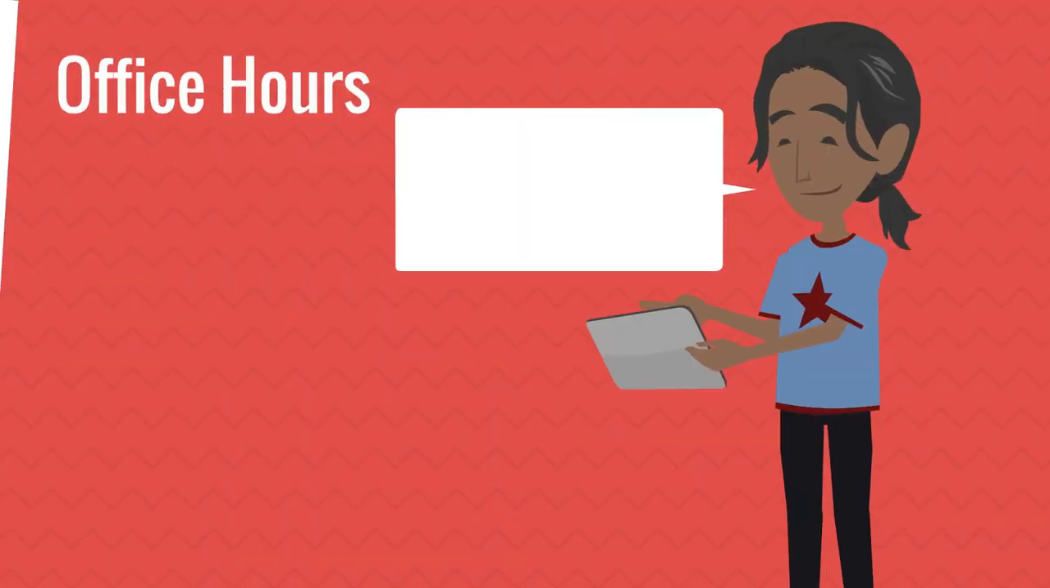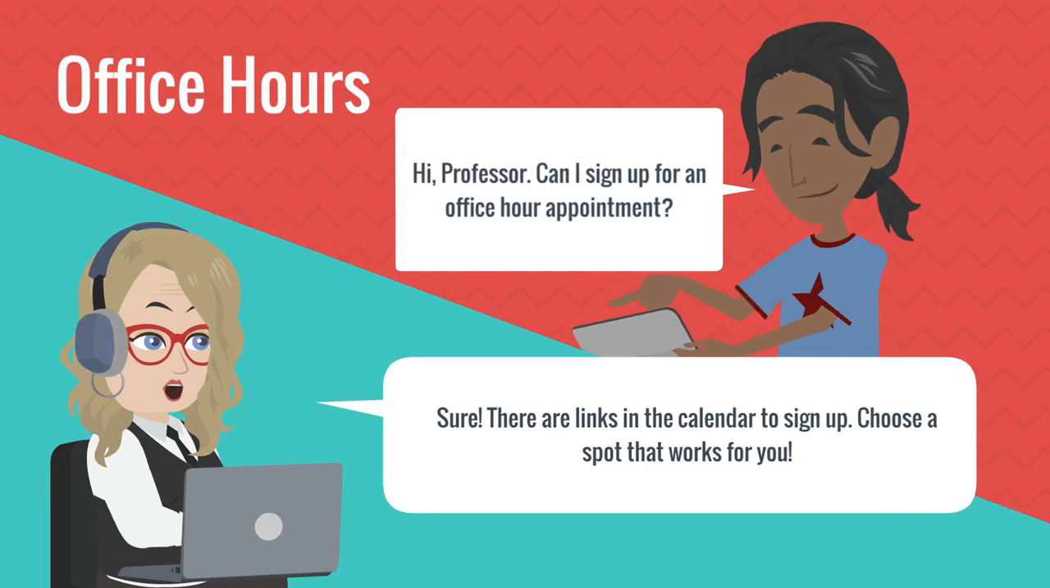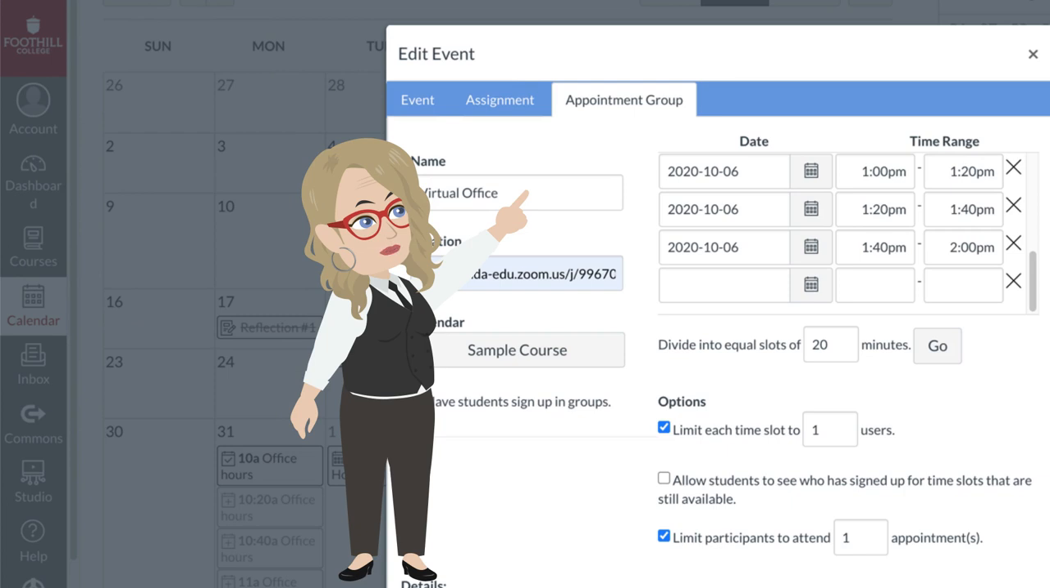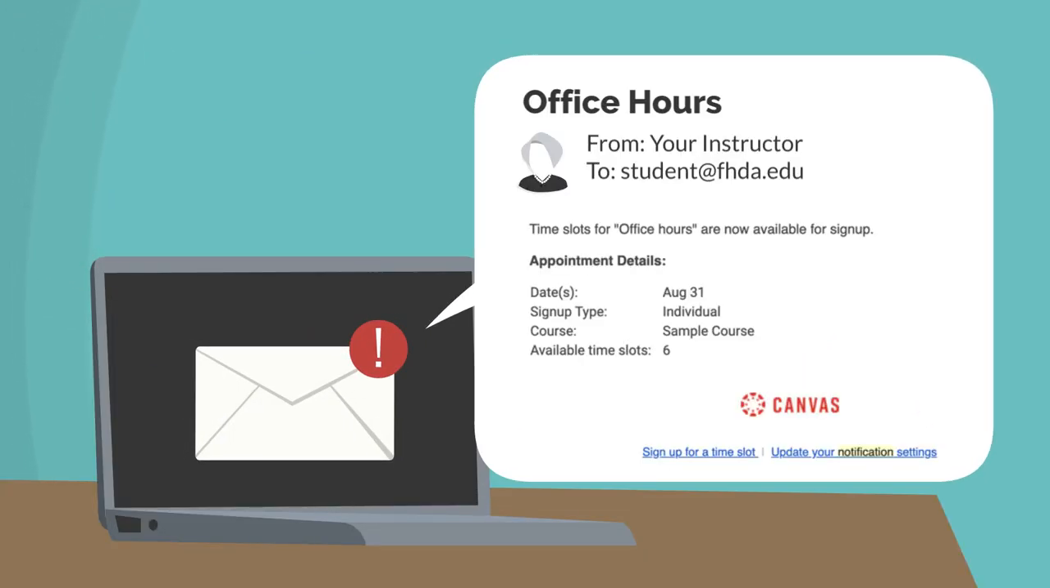Okay, there's one other aspect of the Zoom Canvas integration we thought you'd like to see from the student perspective. As we noted in the Office Hours with Zoom and Canvas video, you can also use the calendar to schedule appointment slots, allowing students to sign up to see you in office hours. When you schedule a new appointment group, students receive an email letting them know new appointments are available. Students can sign up by selecting the link in the email.